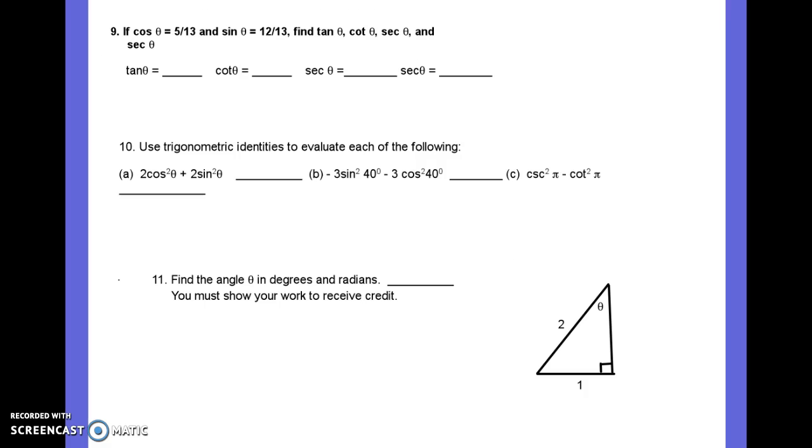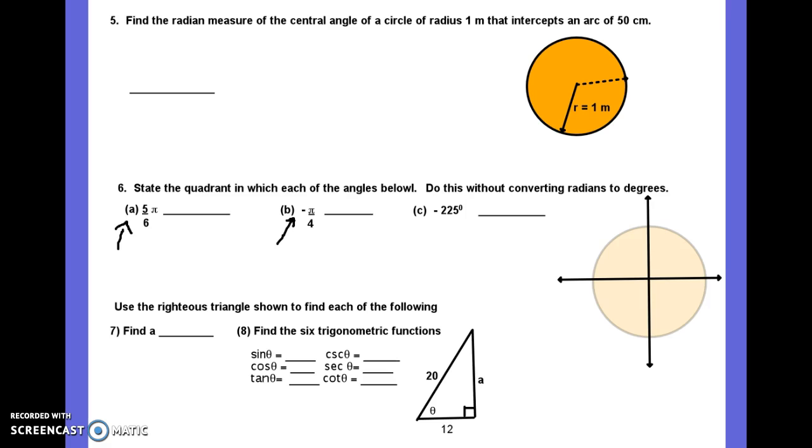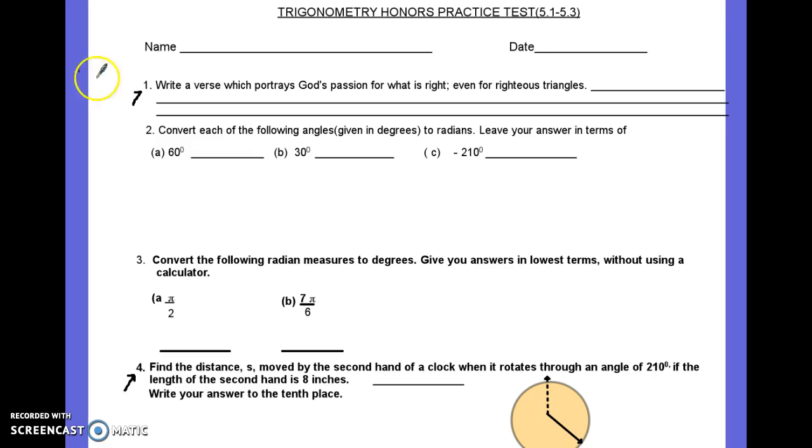I won't be able to do them all, but I've checked off a few which I think will be useful for you. Of course, the first one is going to be among those, and that one will be: write a verse which portrays God's passion for what is right, even for righteous triangles. We've been working with these, and this verse is from Psalm 11, verse 7, and the first word is "for," and I forgot this when I first shared it with you, "for the Lord is righteous.